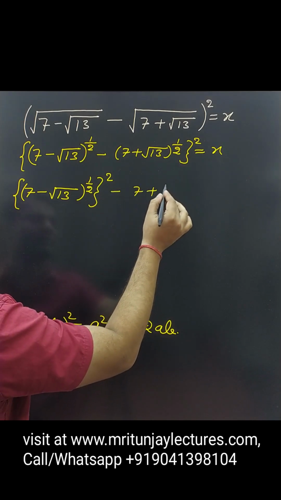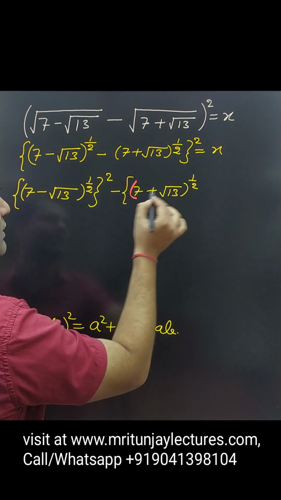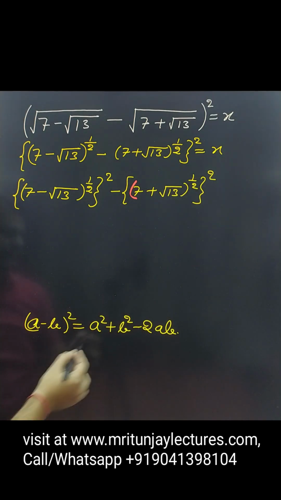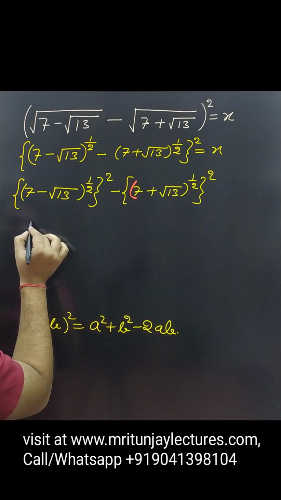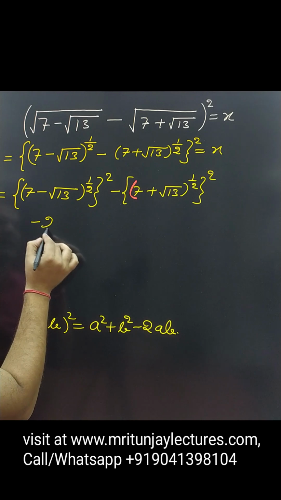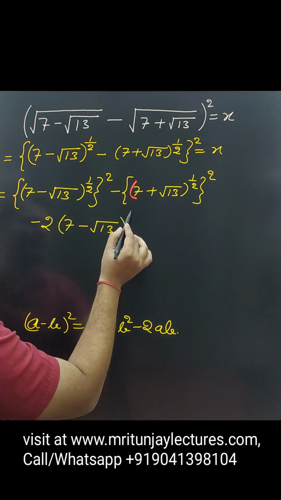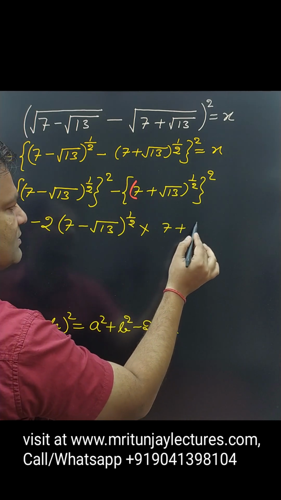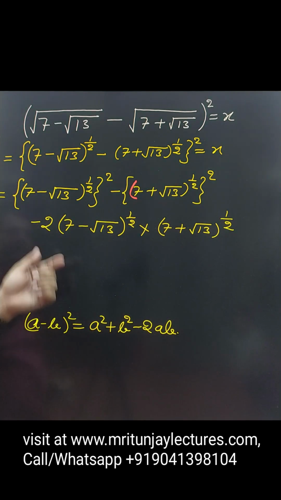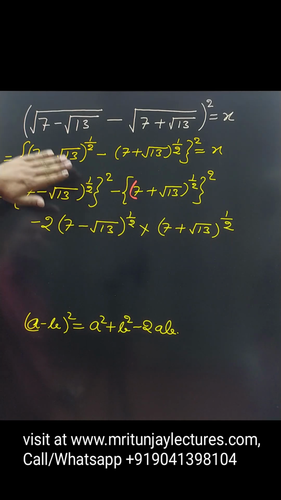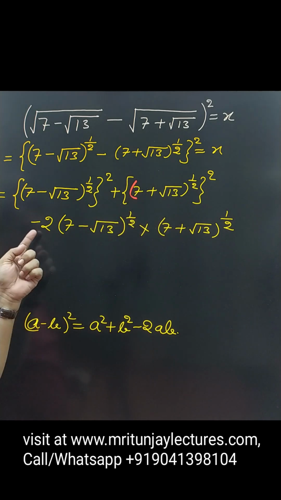After that, plus (7 + √13)^(1/2) whole square, okay. Now minus 2ab, minus 2ab means that is written minus 2 times (7 − √13)^(1/2) into (7 + √13)^(1/2). I hope that is clear. Okay, that is a square, a means that one, b means that one. So a square plus b square minus 2ab, a into b.